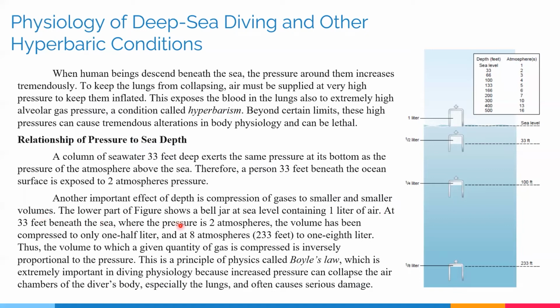The lower part of the figure shows a bell jar at sea level containing 1 liter of air. At 33 feet beneath the sea, where the pressure is 2 atmospheres, the volume has compressed to only about 1/2 liter. And at 8 atmospheres, which is around 233 feet, to 1/8 of a liter.